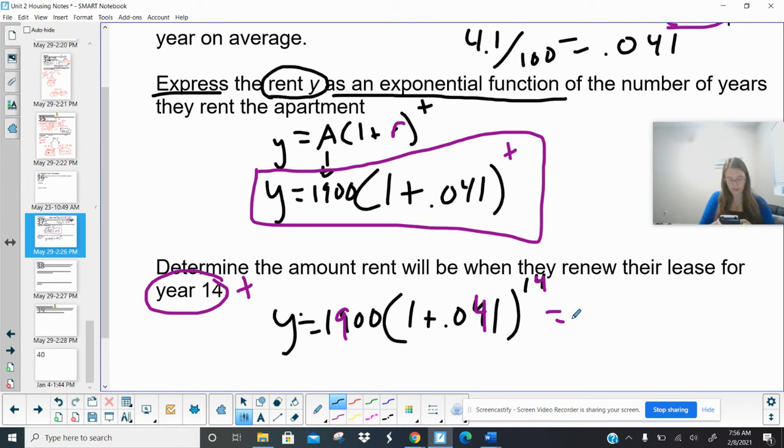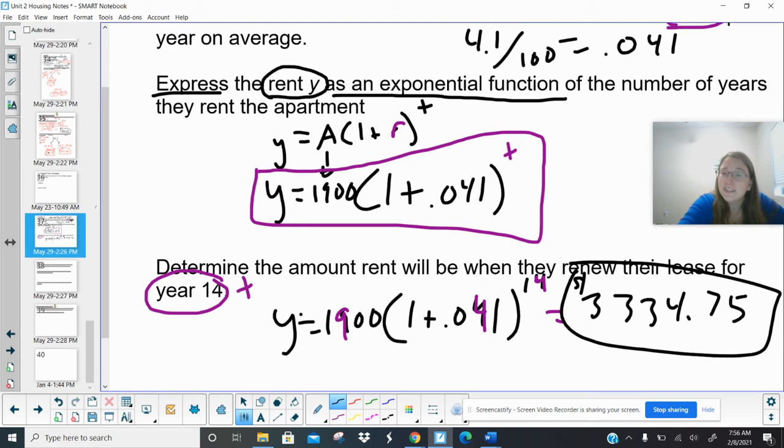1, that works, 0.041 to the 14th. You should have gotten 3,003. There you go. So again, this is just an estimation. It's possible it might not cost that much. It's possible it might cost more. Honestly, that may or may not be realistic.